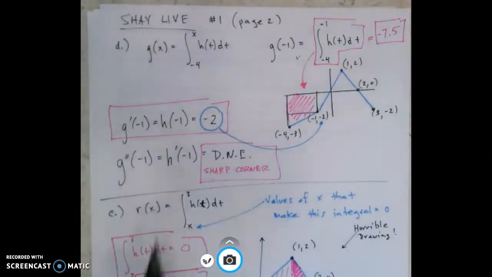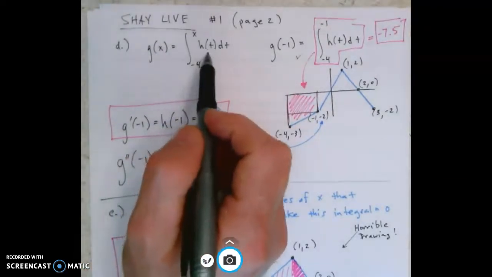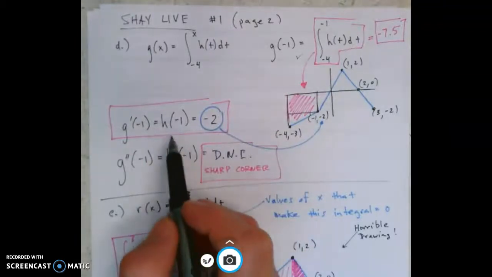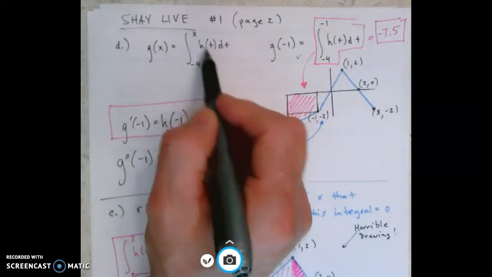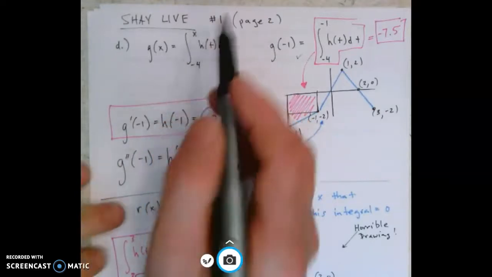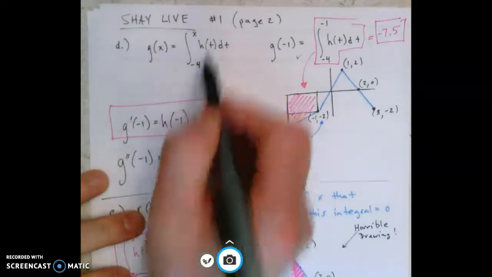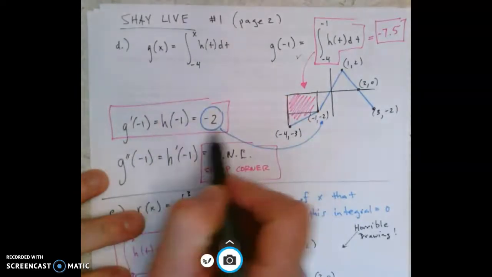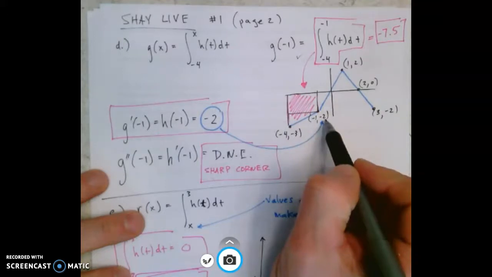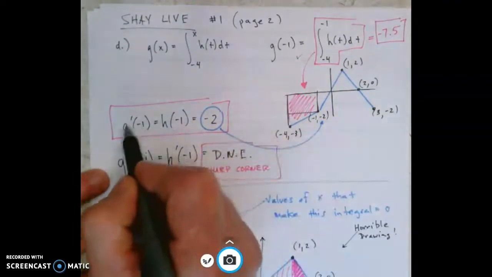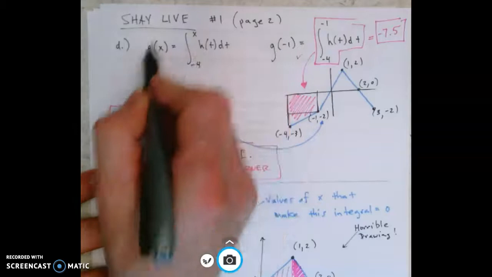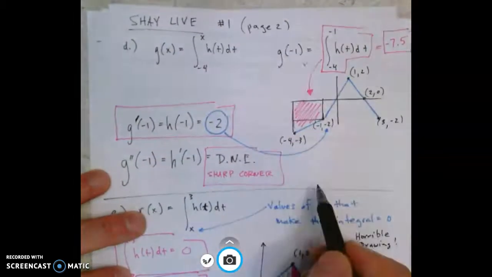This is the fundamental theorem of calculus, which is the derivative of the integral is just what's inside the integral. So in this case, when I take the derivative of g of x, I evaluate this function at x. So g prime of negative 1 is h of negative 1. H of negative 1 is the y value at negative 1. Therefore, negative 2. So g prime, the derivative of this integral, is the y value of the graph we're integrating.